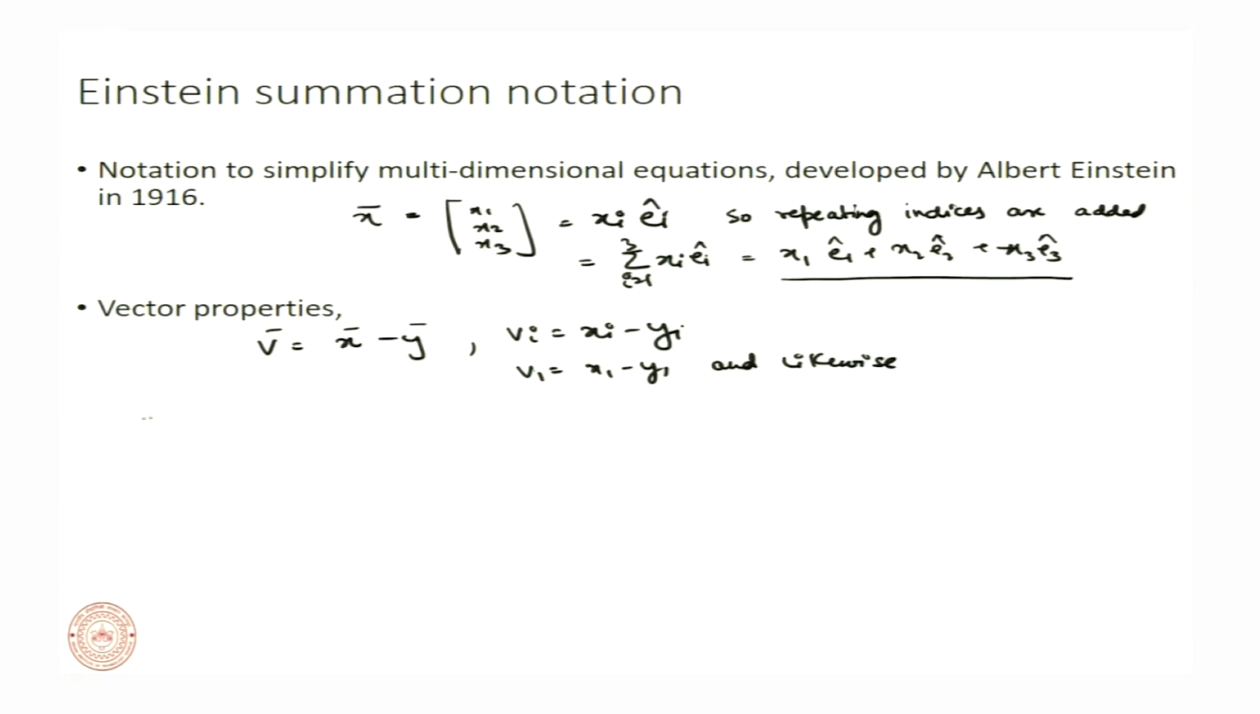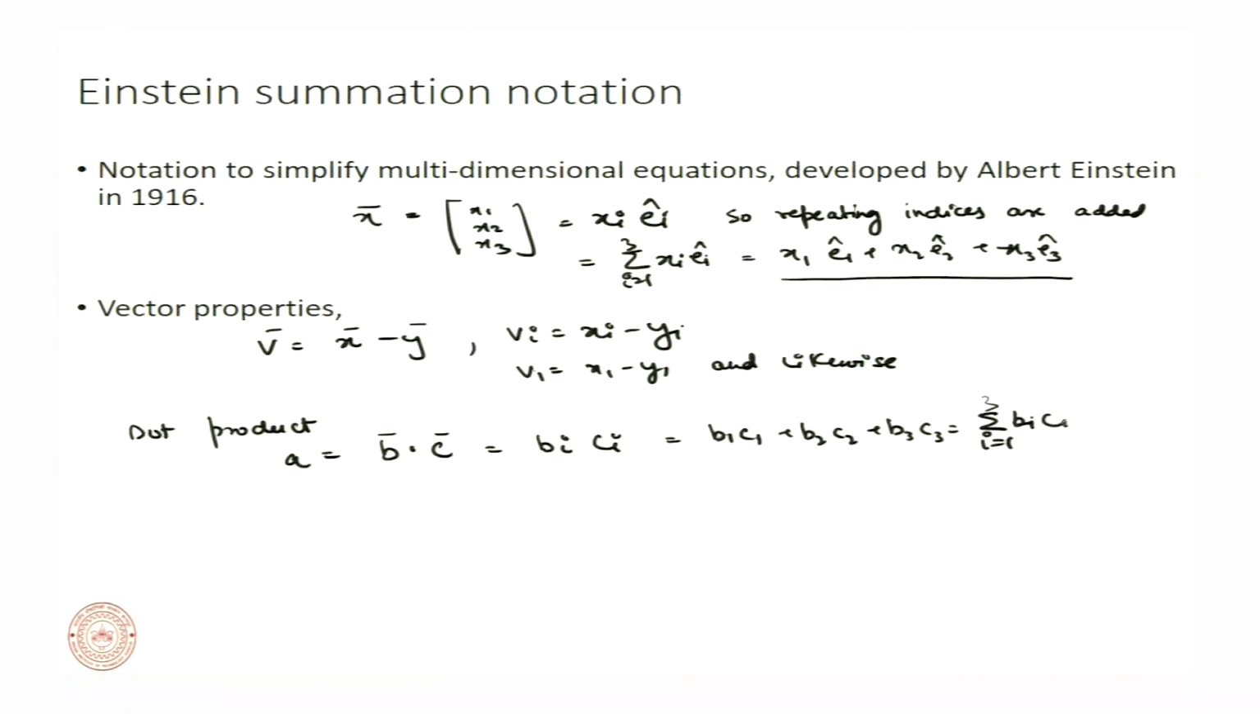Okay, if we do a dot product, for example, some a is a scalar which is a dot product between b vector and c vector, then we can write bi ci. Now we have already talked that repeating indices are added, so a will be equal to b1 c1 plus b2 c2 plus b3 c3, which is summation over i from 1 to 3 of bi ci.